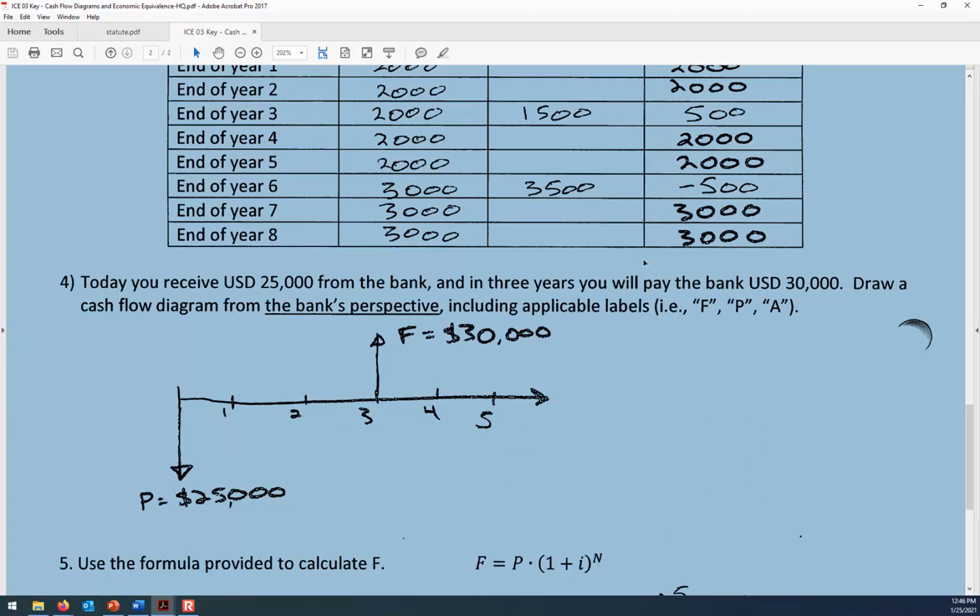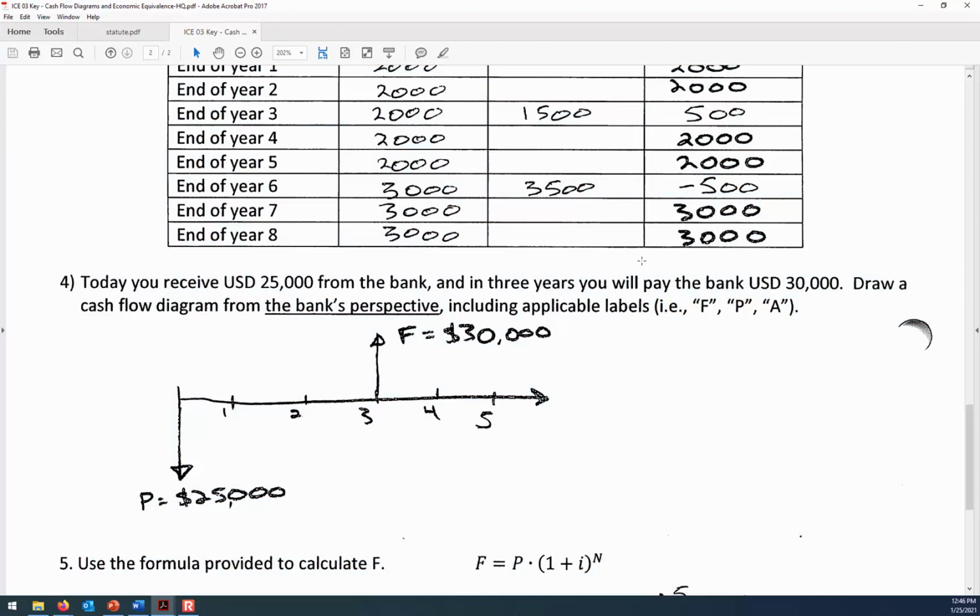So be careful. I mean, you've heard of trick questions. On an exam, you could maybe consider it a trick question if I tell you all this information and at the very end I say, from the bank's perspective. Then that means the diagram needs to be flipped because we want to know what's happening from a different point of view.